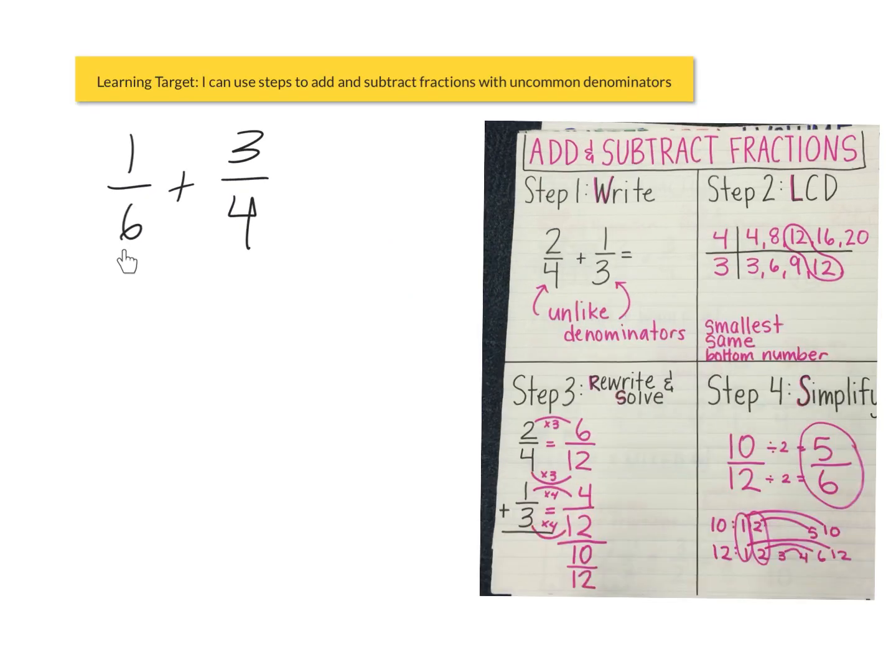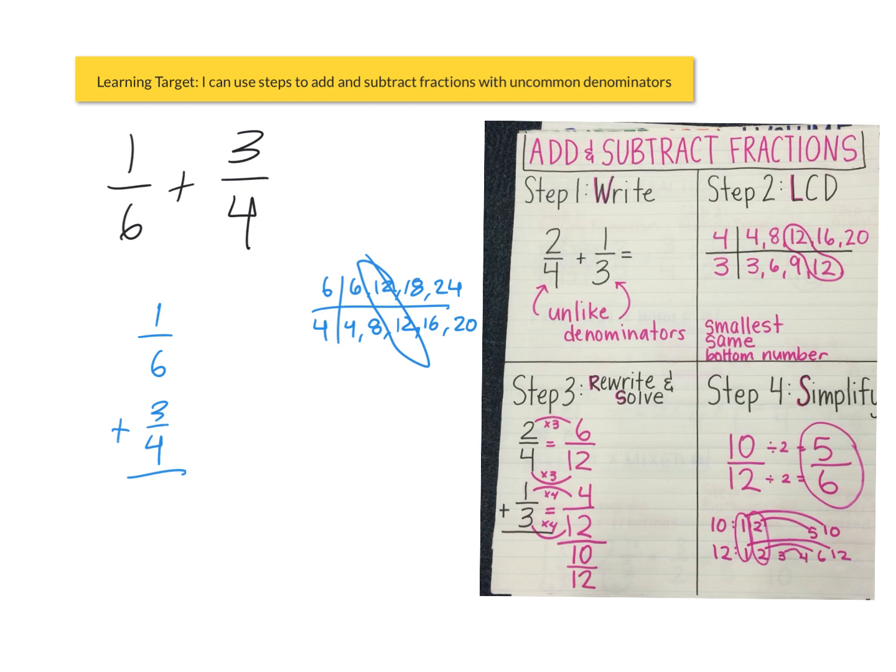All right, last example. 1/6 plus 3/4. Rewrite. So I'm going to come up here and stack my fractions. And I need to find my least common denominator, so I'm going to list my multiples. Start with 4, 8, 12, 16, 20. I could keep going, but I'm going to just try this here. Start with 6, 6, 12, 18, 24. I'm going to stop. I don't need to go much further because I find my least common denominator of 12.